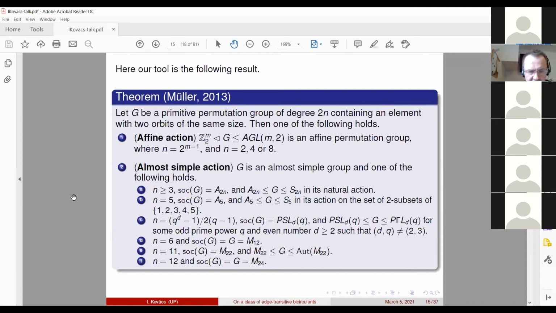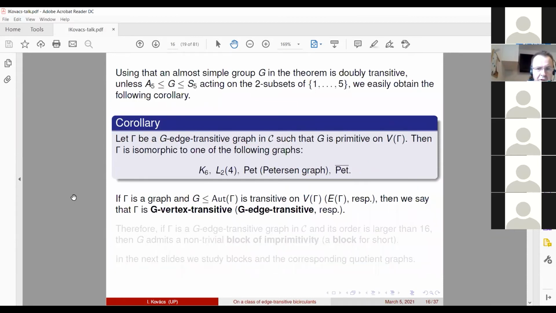Or the group has an almost simple action, and the group is an almost simple group which belongs to one of these 6 families. I don't want to read through all the families, but just point out that the good thing for us is that in the almost simple case, all the permutation groups which are obtained are doubly transitive, except in family B. In family B, you have the action of A5 or S5 on 2-subsets. You can guess that this is the case which belongs to the Petersen graph or its complement.